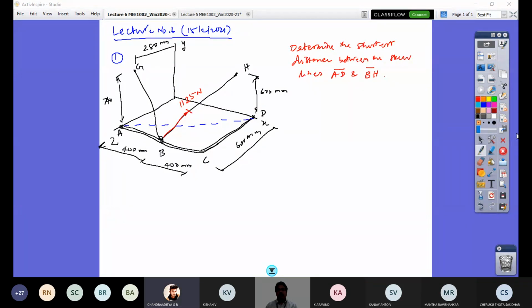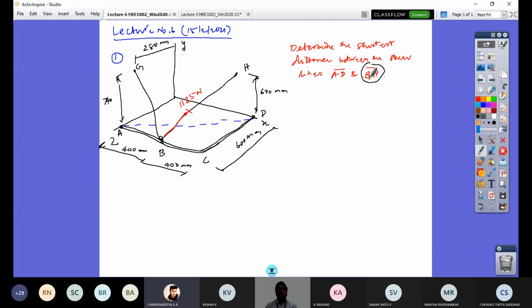So what is the idea? Okay, that's all interior detailed steps. What is the idea to go about solving this problem? I have a force on one line, I have an axis AD, right? So if I am asked to find the shortest distance between two lines, I require a force on one line. So force is there on this BH, right?